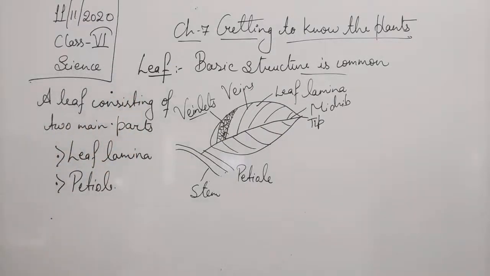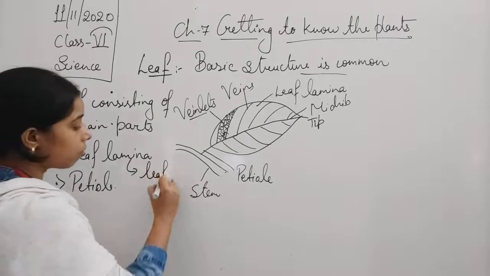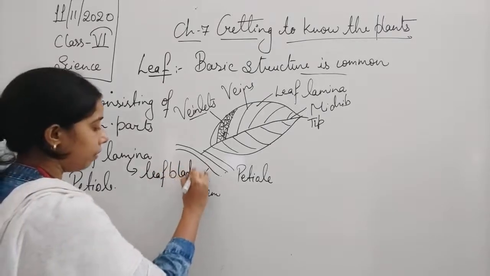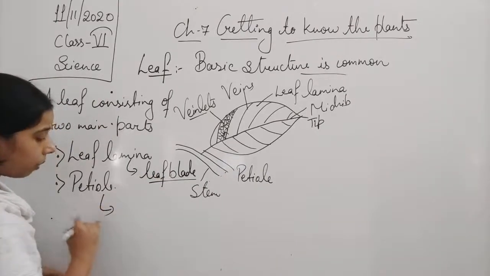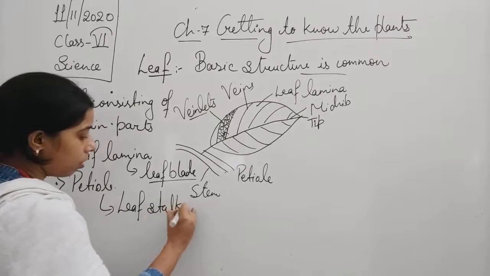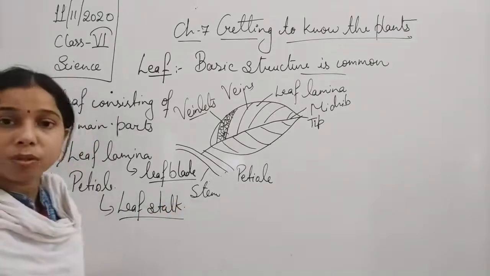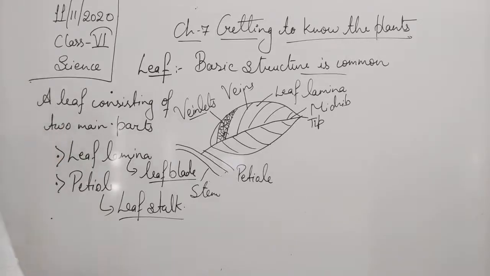Now let us write about the leaf lamina. Now see, students, if we talk about the leaf lamina, this leaf lamina is also called a leaf blade. And if we talk about the petiole, that is known as a leaf stalk. So one is known as a leaf blade or leaf lamina, another one is known as a leaf stalk. Okay.